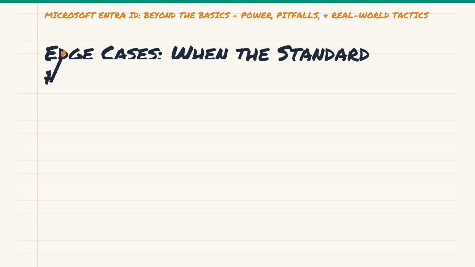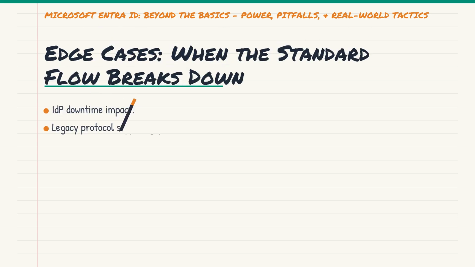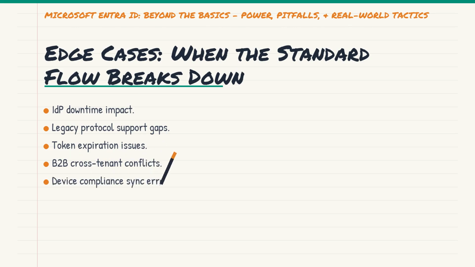What happens when things don't go according to plan? Let's talk edge cases. Consider federated identities where the upstream identity provider is unavailable. Your SSO breaks. Or what about applications that don't fully support modern SAML or OAuth flows, requiring custom configurations or even legacy protocols? Then there are timing issues with token expiration and renewal, or challenges with cross-tenant access for B2B when network policies or trust configurations are misaligned.